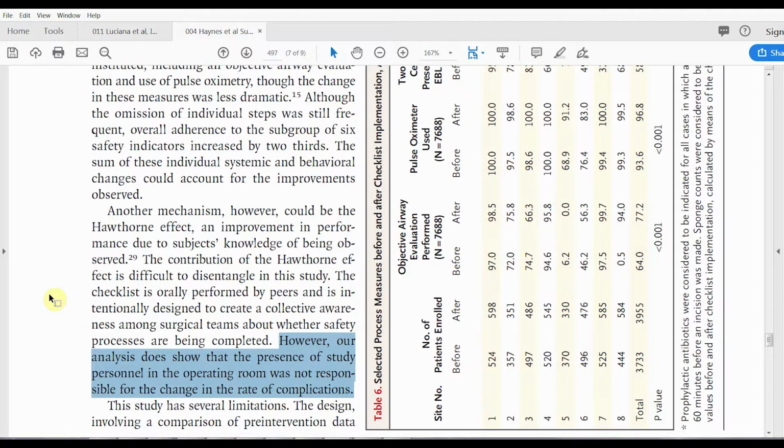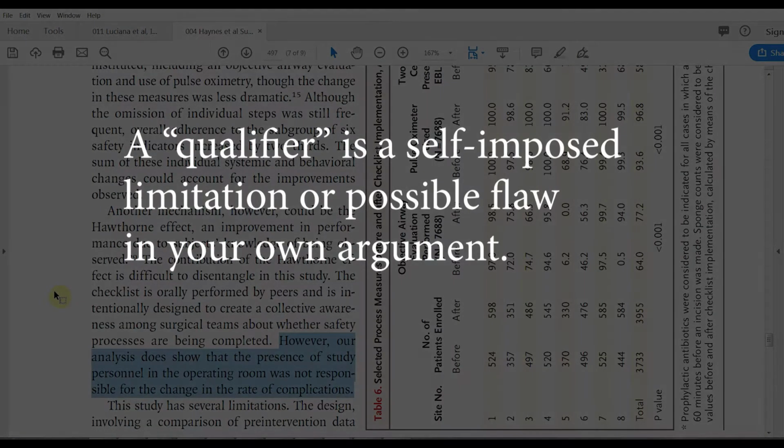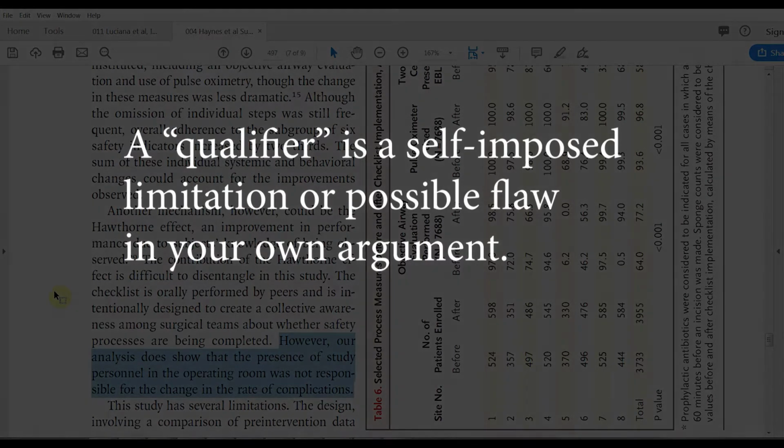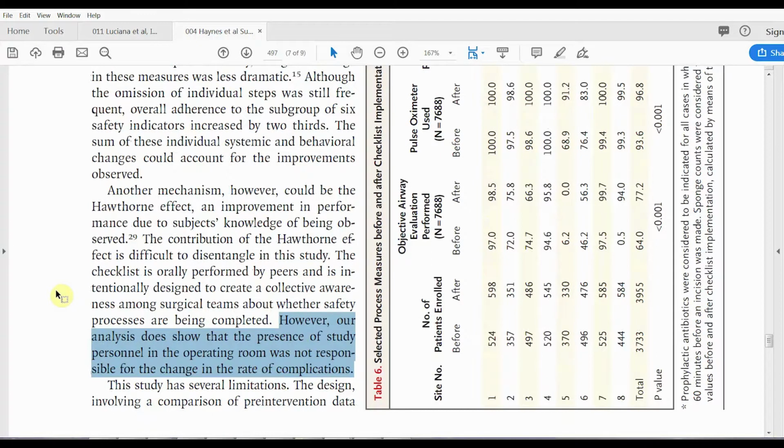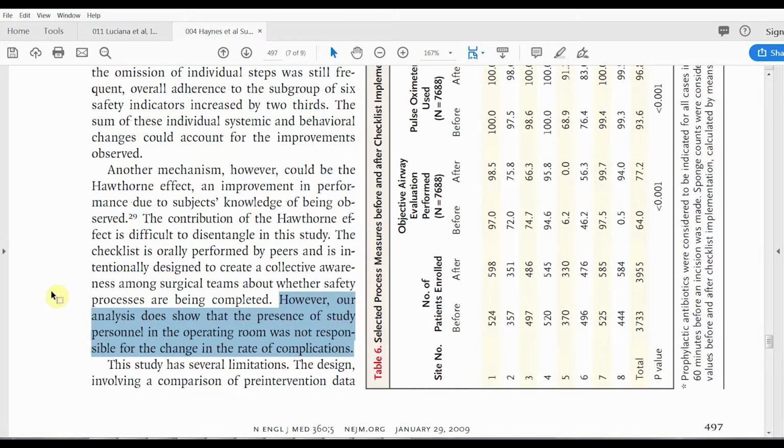So I point this out to highlight one of the steady moves that is involved in IMRAD reports, and that's where you consider complications, also sometimes called qualifiers, in your overall data and your overall results. So here at the end, they're kind of pointing out a number of things that were wrong with the study or that may have been wrong with the study. This Hawthorne effect is the first of them, where they're kind of saying hospital personnel may have behaved a little bit differently because they knew they were being observed.